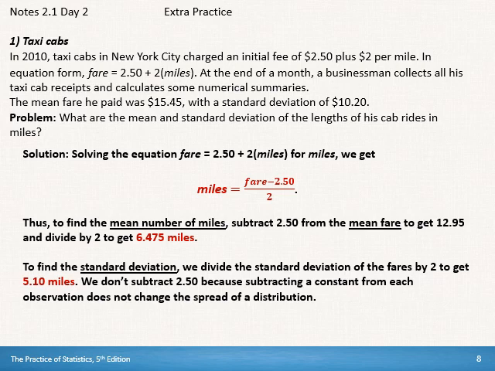All right. So to find the standard deviation for the miles, we divide the standard deviation of the fares by 2, and we get 5.1 miles. All right. Again, we don't subtract the 2.50 because subtracting a value from a data set does not affect the spread. And remember that standard deviation is a measure of spread.